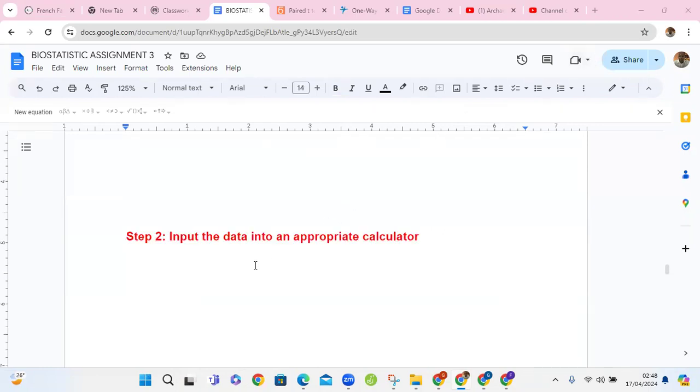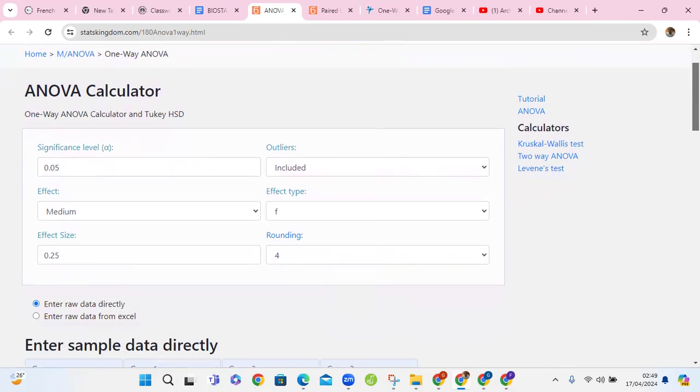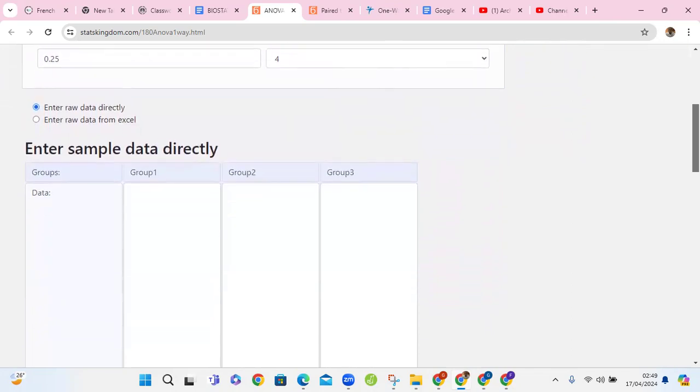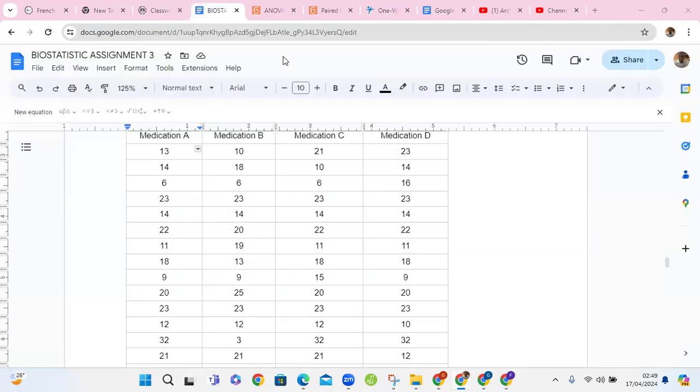Step number 2 is to input the data into an appropriate calculator. Again, we are going to make use of Statistics Kingdom for the ANOVA calculator. Our significance level continues to be 0.05, and we are going to enter the raw data directly by copying and pasting from our document.